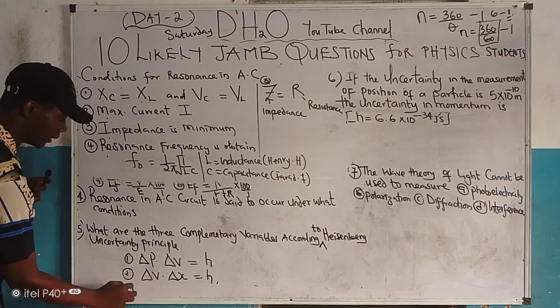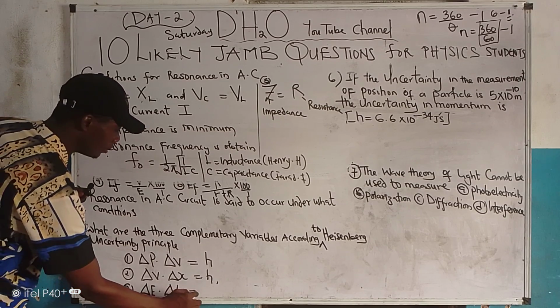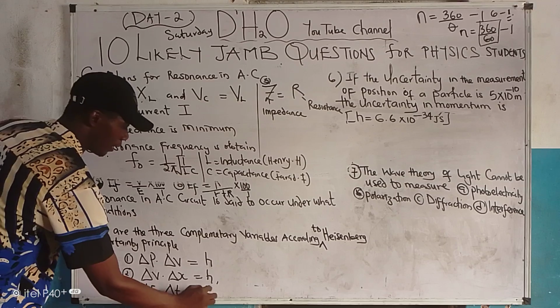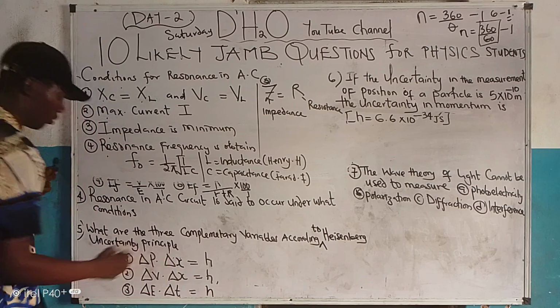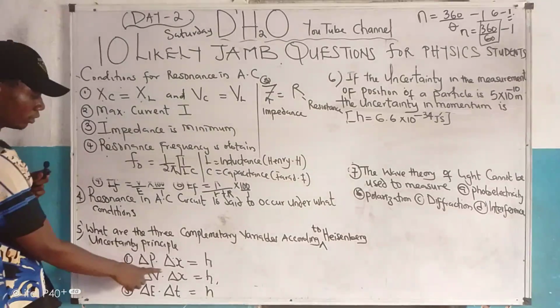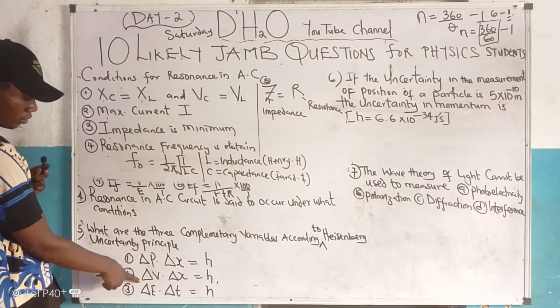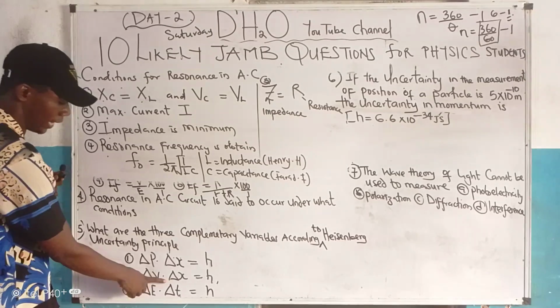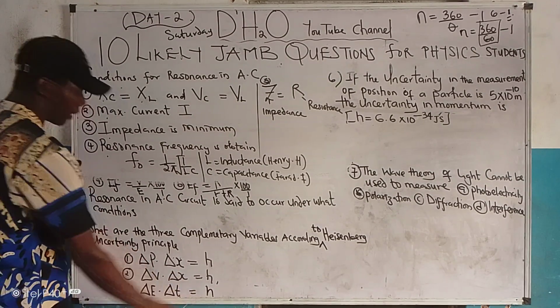Okay, number 3, change in energy times change in time is equal to Planck constant. Sorry, I guess this is your change in position. So change in momentum times change in position is Planck constant. Change in velocity times change in position is Planck constant. Change in energy times change in time is Planck constant.